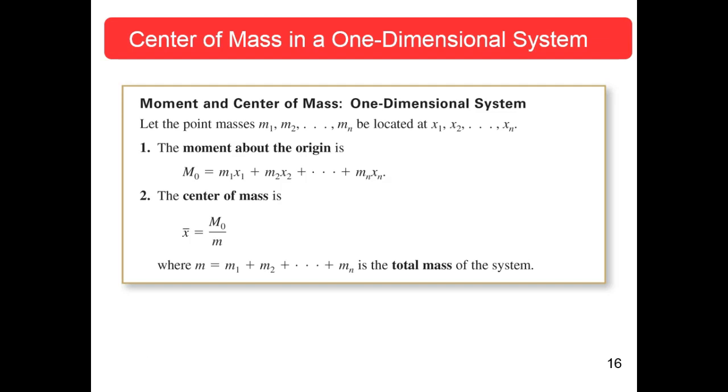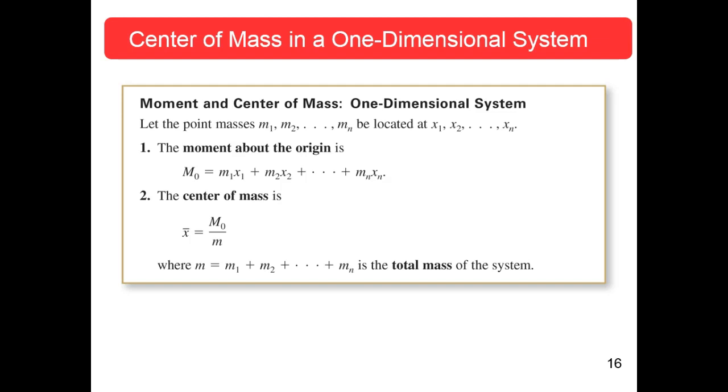The moment about the origin is this M sub 0, we've already done this, is m1 times x1 plus m2 times x2 plus and so on, up to m n times x n. Now, if all these x's are positive, that moment's going to be very positive. If all the x's were negative, there would be a very negative moment about the origin. If some are positive and some are negative, they're going to tend to balance a little bit, but they may not balance out completely. Okay?